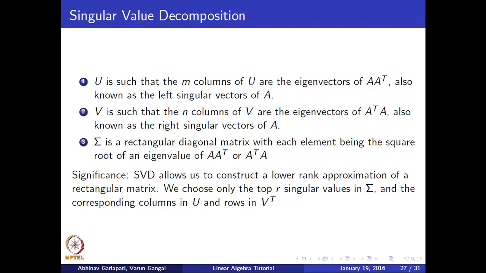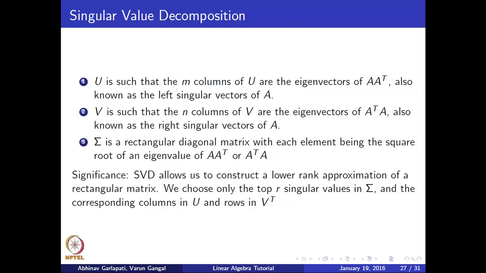is the same. This is because, suppose A transpose A x equals lambda x, for some eigenvector x and eigenvalue lambda. Now multiplying both sides by A, we get AA transpose times Ax equals lambda Ax. Hence, Ax is an eigenvector of AA transpose while lambda is also an eigenvalue of AA transpose. This is why AA transpose and A transpose A have the same set of eigenvalues.